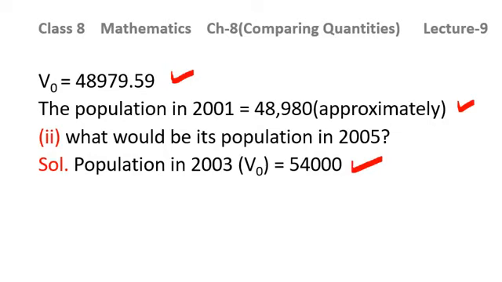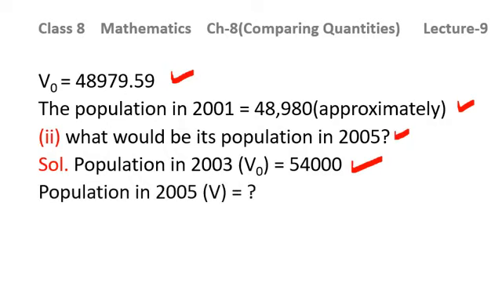In the first part, this value is taken as V. But here in this second part, this value is taken as V naught because we need to find the population in 2005. That is the future value we need to find out. And population in 2005 will be V, that is unknown to us. N is 2 years and R will be 5%.